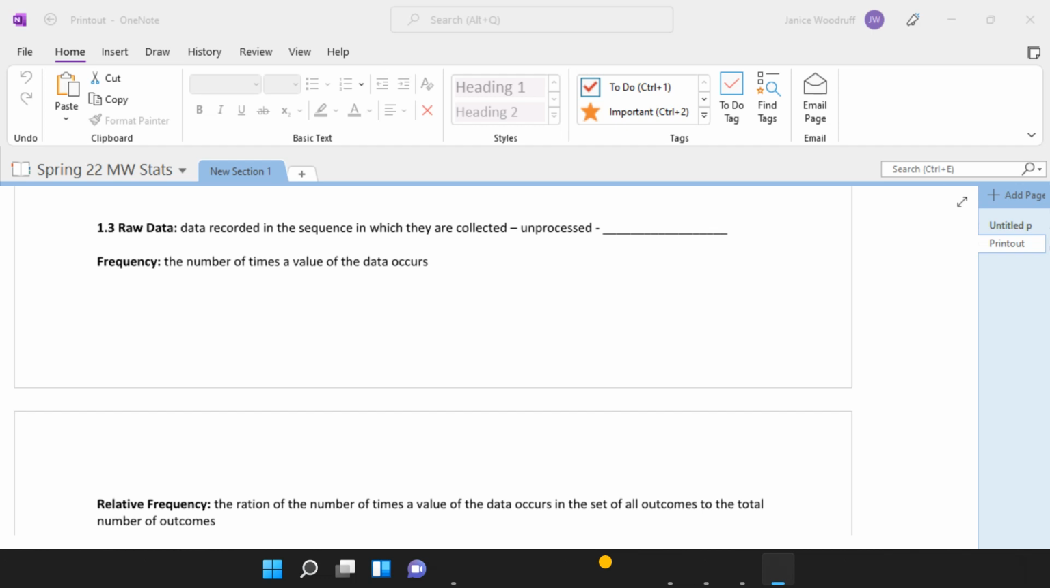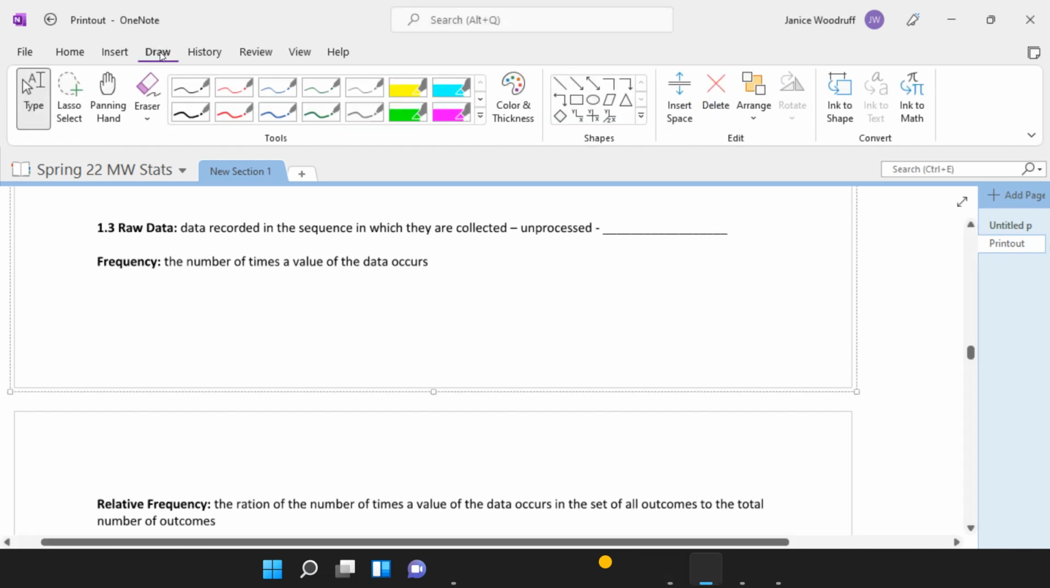Okay, so we are looking at sorting and filing data in this section. So let's look at raw data. Raw data is data that is recorded in the sequence in which it's collected. So it's just as I'm collecting. Like if I go around the room and I'm collecting pieces of information, it's just as I walked around the room. So it's not sorted or anything like that. So we say here, this raw data is not sorted or grouped.